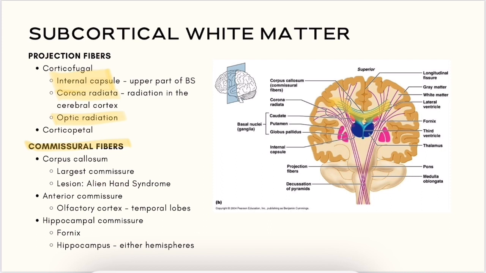So this is the largest, and when we have a lesion on the corpus callosum, so the connection between the left and right hemisphere is cut, it could result in alien hand syndrome, where suddenly your brain doesn't have control of your hands. Okay, that could happen. And then within your commissural fibers, again, we have our anterior commissure. For our anterior commissure, this connects the olfactory cortex and the temporal lobes, and then we have our hippocampal commissure, and this would then connect the hippocampus to either hemisphere.